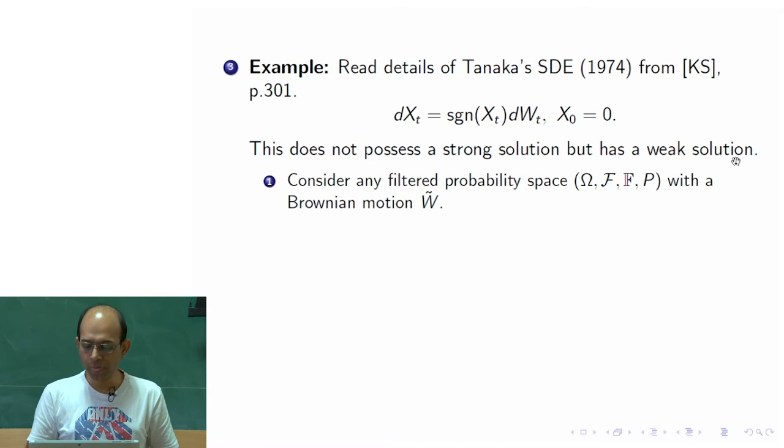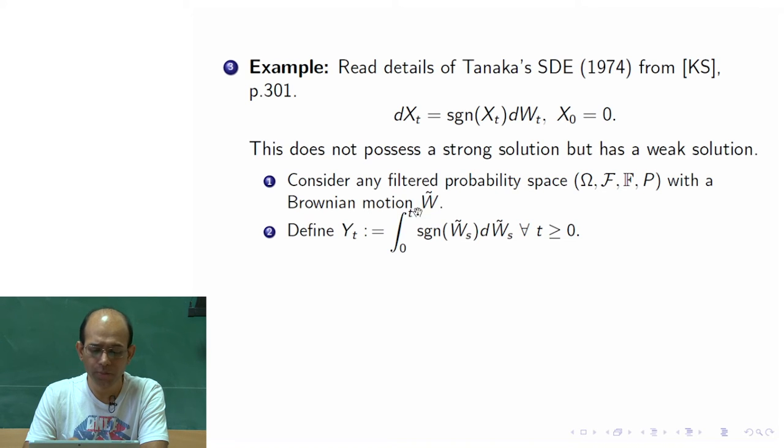The construction is as follows. When I say that this equation has a weak solution, I mean that we would be able to come up with the triplet. So consider any filtered probability space (Omega, F, P), where F is a sigma algebra and the bold F is a filtration of the sigma algebra, with a Brownian motion W tilde. You may wonder why I am fixing a probability space in the beginning. This is not the Brownian motion we would work with. For convenience of discussion we are starting with something, but we are going to change the Brownian motion. We are going to see that this would not work here.